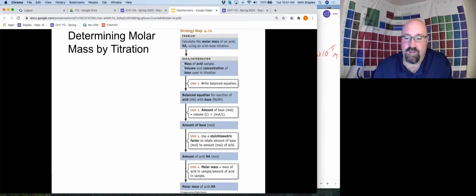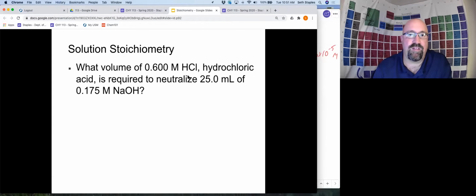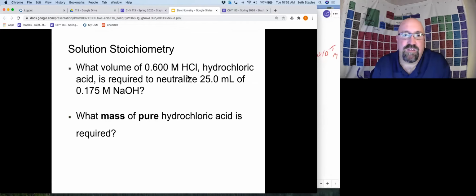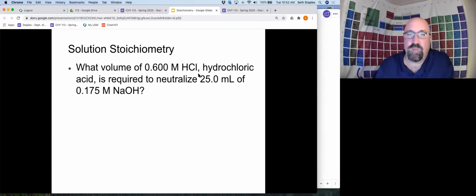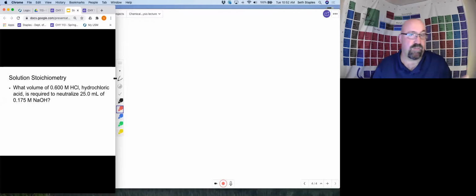So let's just look at an example of what we would do with this. First of all, we're just going from volume of one compound to moles of another, and then to volume. This is a different pathway in our analysis. So here, we want to know: what volume of 6 molar HCl is required to neutralize 25 milliliters of 0.175 molar NaOH? And then we maybe also want to know what mass is required. If we were actually to perform this, we would use a setup just like we were just looking at.